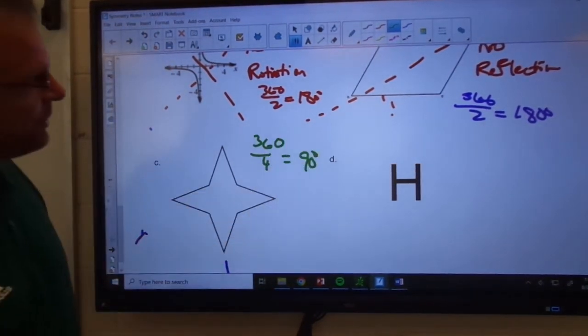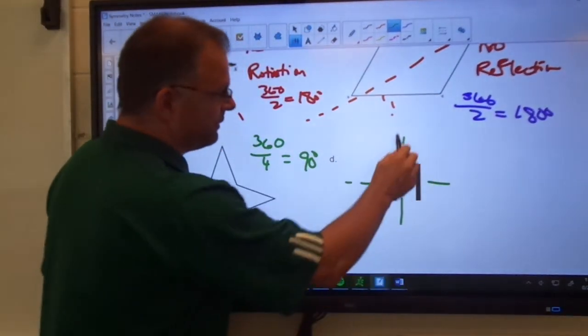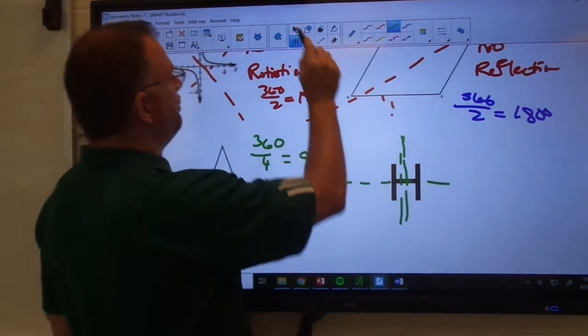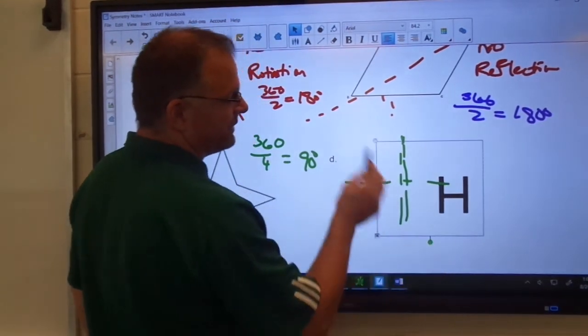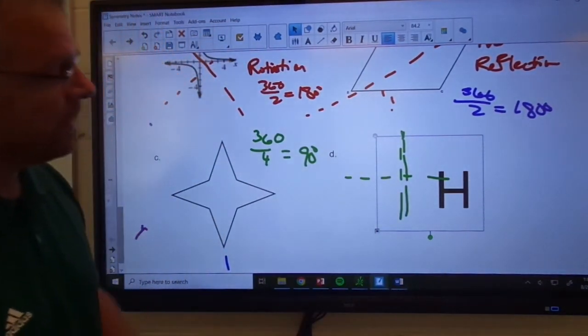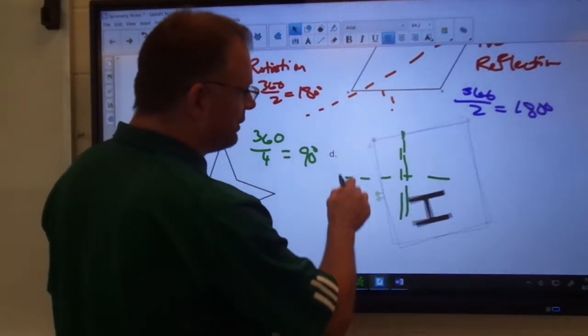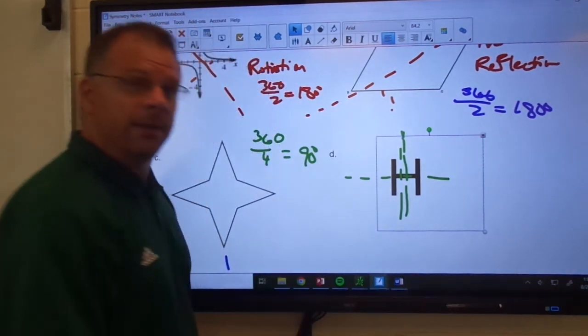The letter H, well, we got a line here, we got a line here, so, oops, down the middle. So it does have reflection symmetry, and I'll bet if we turned it upside down, it doesn't have to be in the same position, it just has to be the same image. So we would say, yes, this has rotation symmetry, and we have reflection symmetry. That's what you need to be able to do about symmetry.